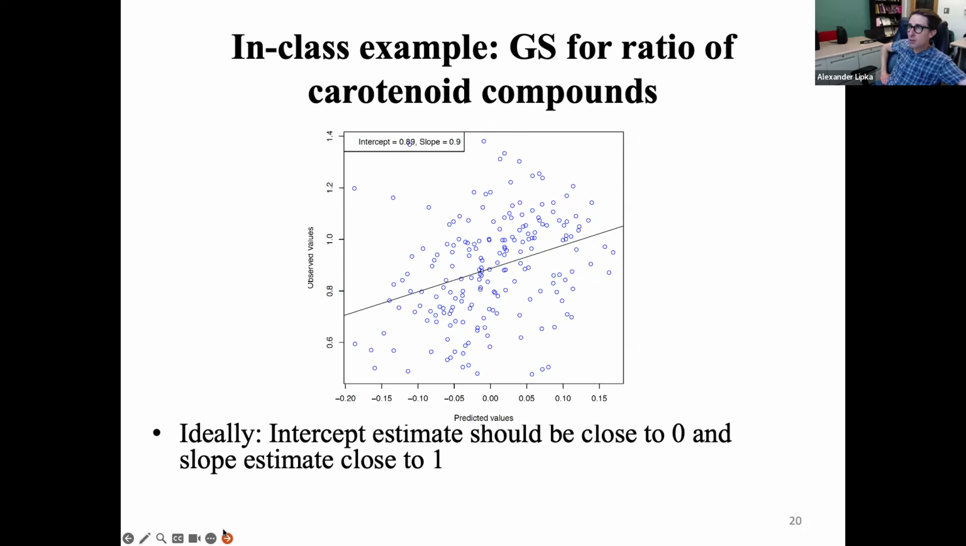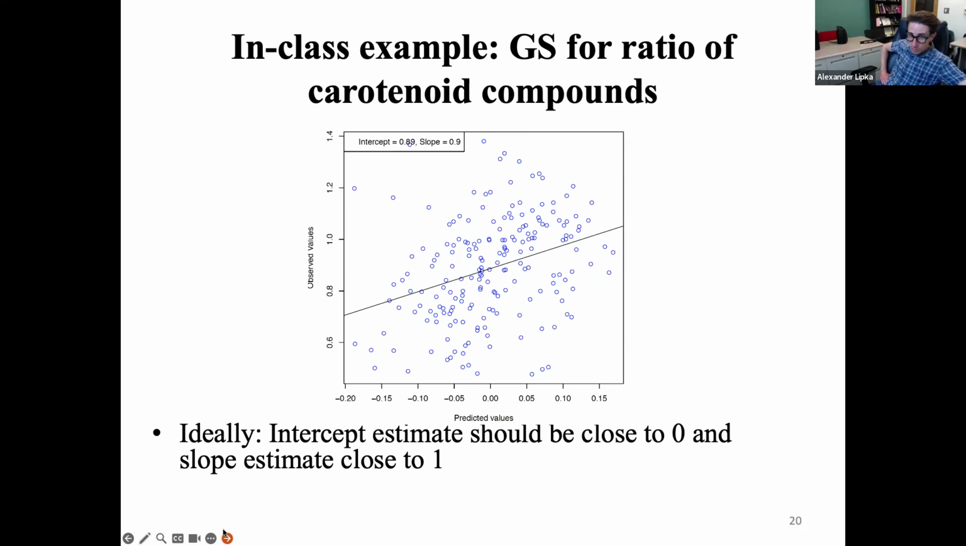So a biased model could have a predictive ability of like 0.8, something really good. But then it's saying that the optimal plant is going to have a height of 300 meters, right? So that would be indicative of a highly biased genomic prediction model.